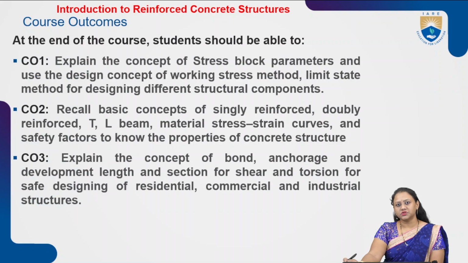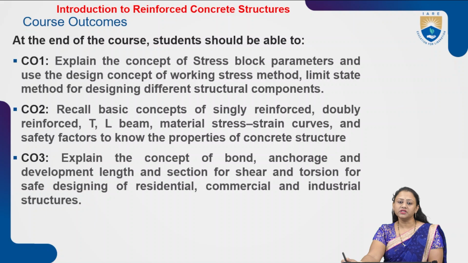Coming to the course outcomes, what will the students get from this course? At the end of the course, students should be able to, as the first course outcome, explain the concept of the stress block and its parameters, and use the design concepts of the working stress method and limit state method for the design of different structural components. The second course outcome would be to recall the basic concepts of singly reinforced beams, doubly reinforced beams, and flanged beams; T-beams and L-beams are called flanged beams. And coming to the materials, they should know the stress strain curves and the safety factors.